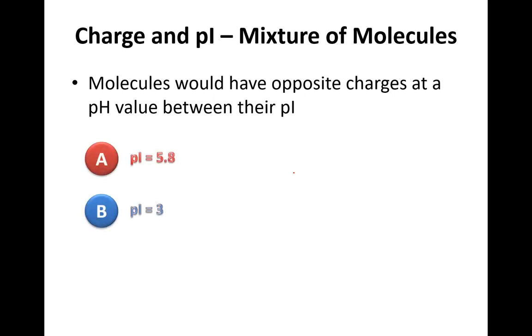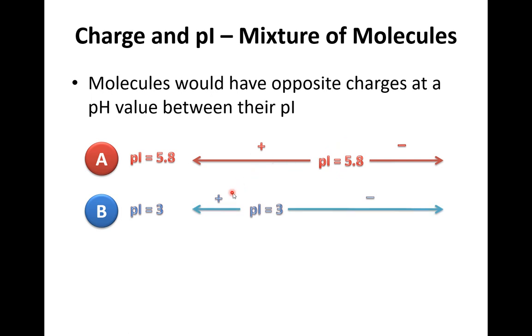Well, imagine, for example, you have these two molecules. You're given a mixture. So these two molecules, A and B, are in the same test tube, right? One has a pI, you calculated, of 5.8, molecule A, and molecule B has a pI of 3. Now, you can actually predict the charge of these molecules for the reason I said before. If these two molecules are suspended in a buffer lower than their pI, they would have a positive charge. So if it's lower than 5.8 for molecule A, it will be positively charged. Lower than 3 will be positively charged for molecule B.